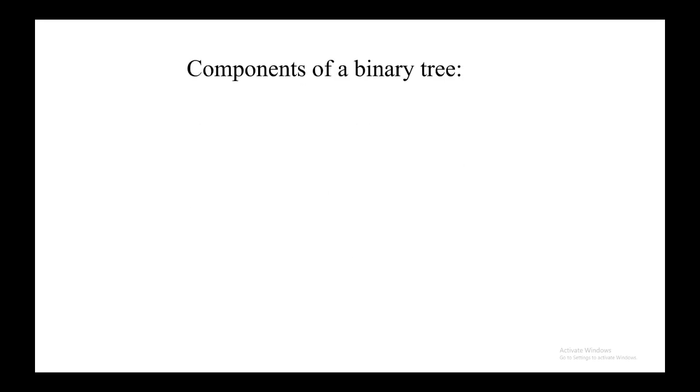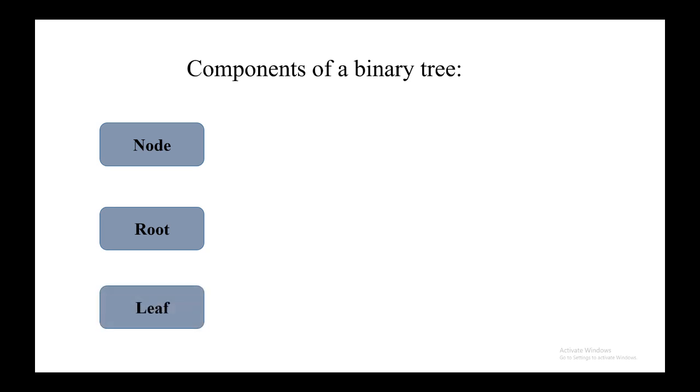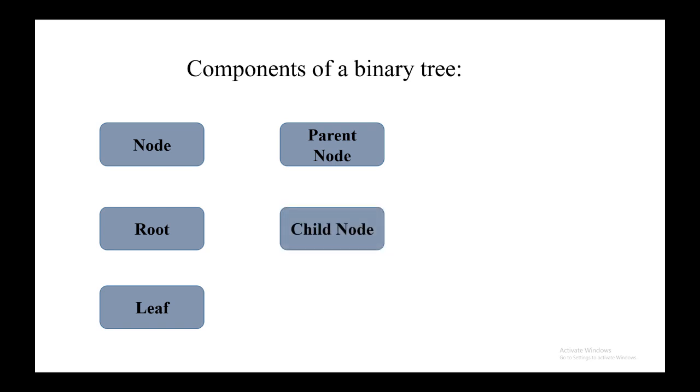Now we will discuss the components of a binary tree. A node consists of data and links to its both child nodes. A root is a node, the first node of the tree. A leaf is a node that doesn't have any children. A parent is any node with at least one child; it is parent to that child node. Any node with a parent node is called a child node. Any node with a child and a parent is called an internal node.